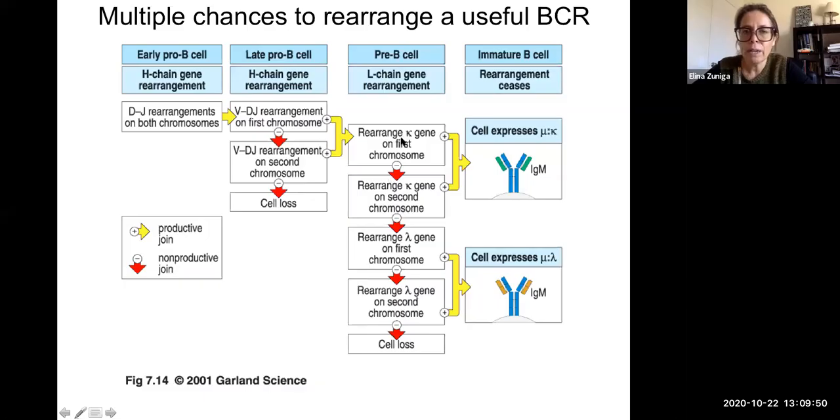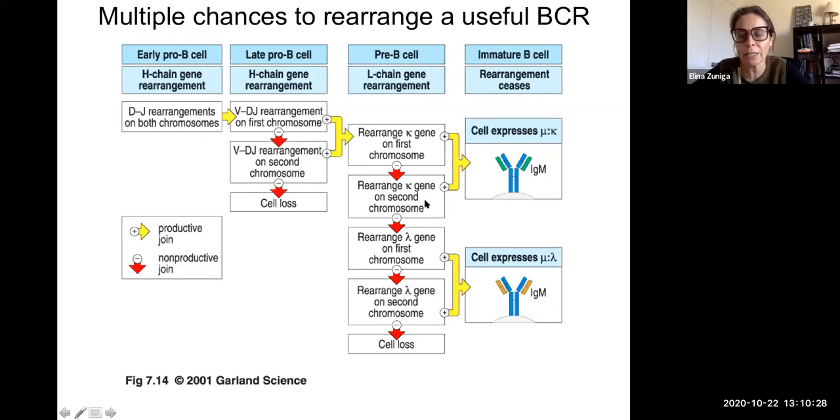In the same way, when a pre-B cell is rearranging the light chain, first it will start, as we said, in the kappa gene locus in the first chromosome. If that fails, it has another chance to rearrange the kappa gene in the second chromosome. If that is successful, now it can proliferate and differentiate into an immature B cell, and will inhibit, by allelic exclusion, any other rearrangement in other immunoglobulin chain loci, like the lambda, right?